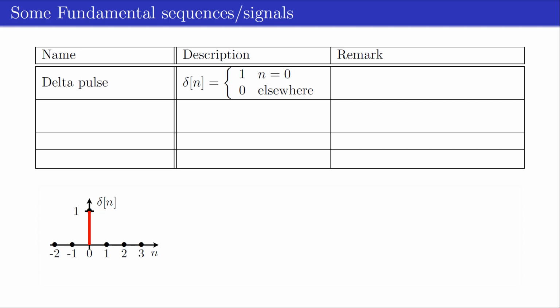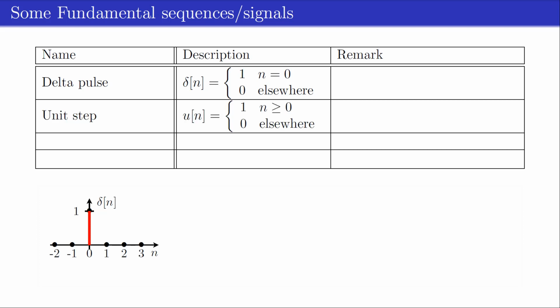However, in contrast to the discrete time delta pulse delta[n], the continuous time delta pulse delta(t) is a mathematically defined signal, which cannot be realized in practice. Its amplitude is infinite, while its width is 0.